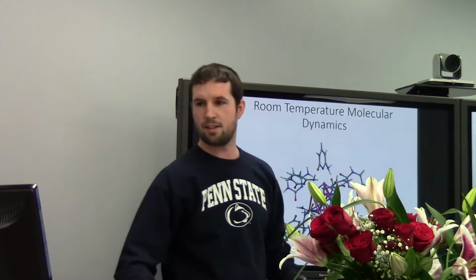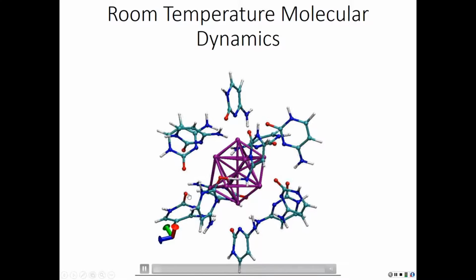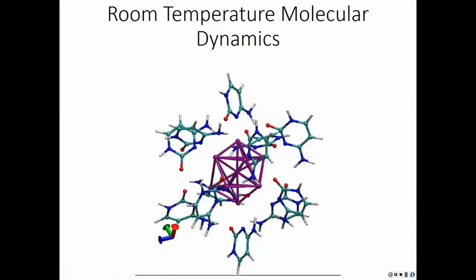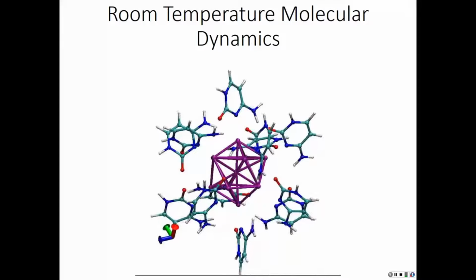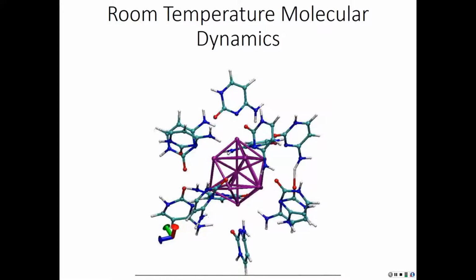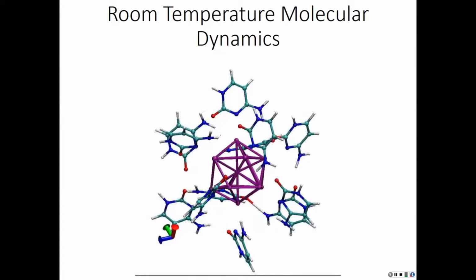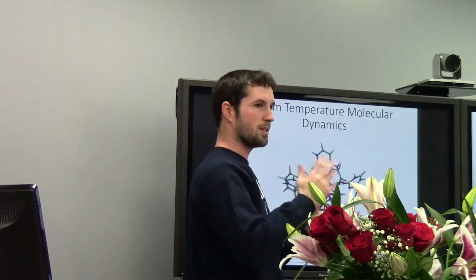So here's a room temperature molecular dynamics of the model that we'll be going over. It's a silver nanocluster with 13 atoms making up the core of the silver, and then it's passivated with 12 cytosine molecules. Typically when they synthesize these in the lab, they use DNA as a scaffolding material. So in this case, we're using cytosine as the representative scaffolding.